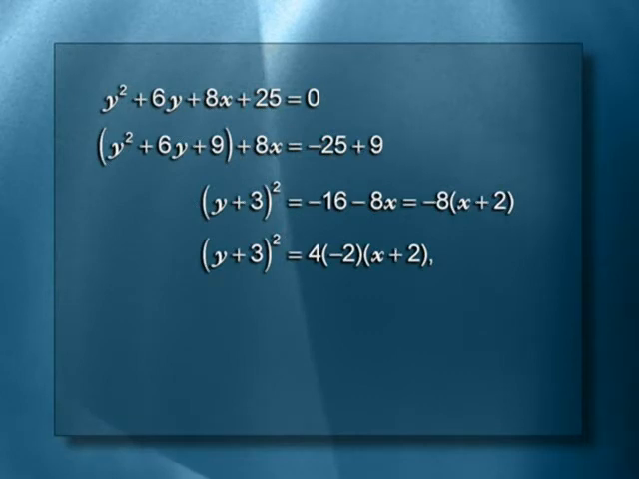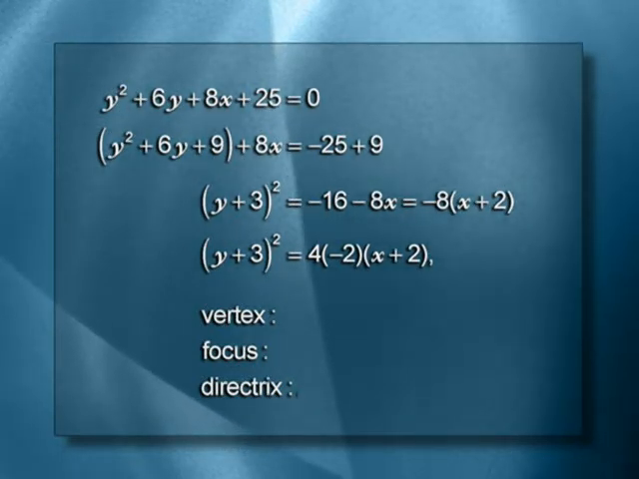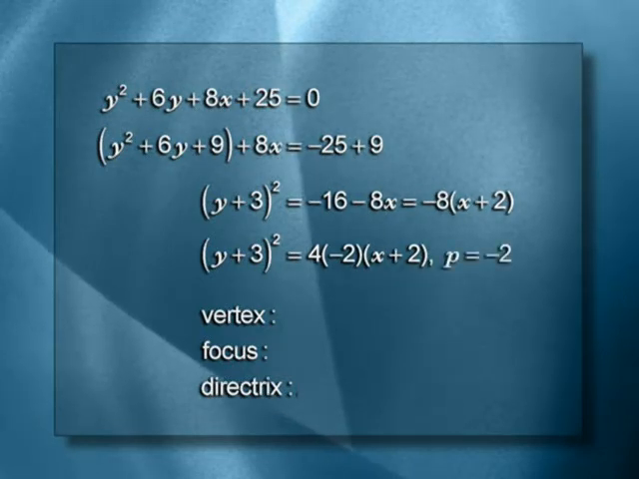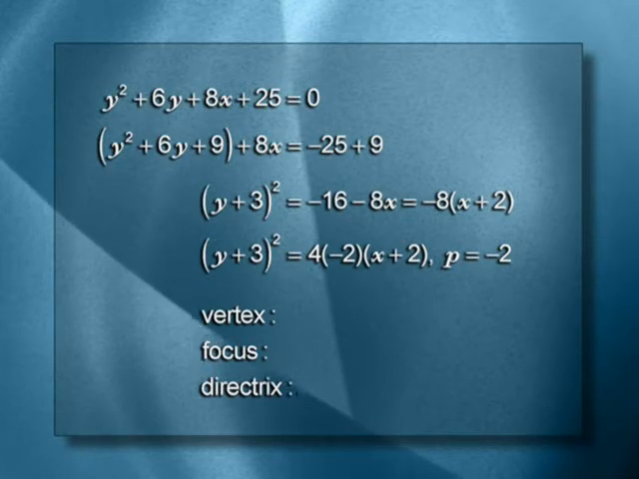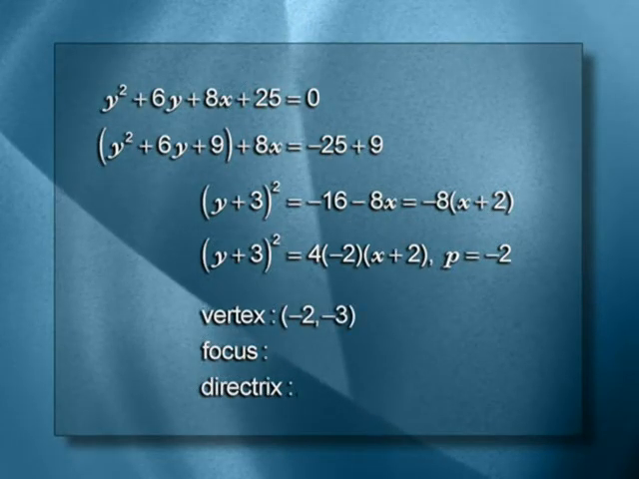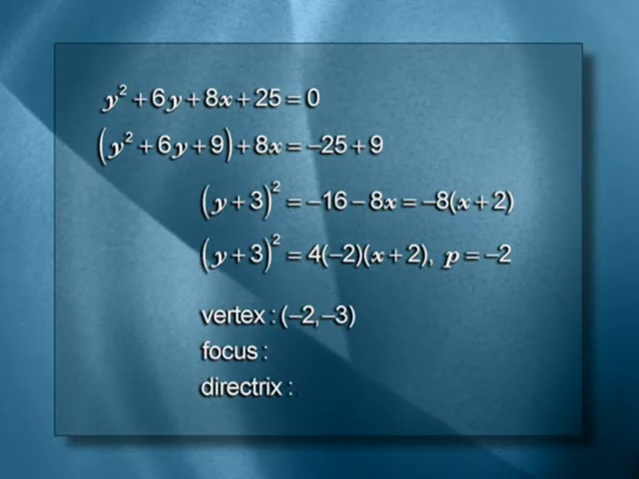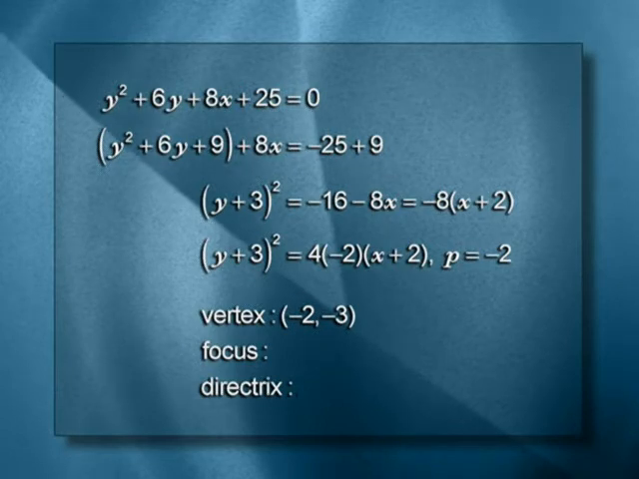What does this tell us about the shape of the parabola? Who's the vertex? Who's the focus? Who's the directrix, etc.? Here we go. Well, what's the p-value? That's that little minus 2. So p is minus 2 here. What's the vertex? Well, that's the hk, and that's minus 2, minus 3, because it's x plus 2, which is really x minus a minus 2. So it's minus 2, minus 3.